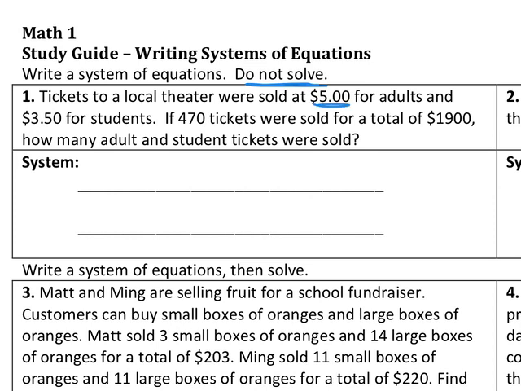Here's a piece right here. We've got $5 for adults and $3.50 for students. If 470 tickets were sold for a total of $1,900, how many adult and student tickets were sold? Alright, so we want to kind of come and say, let something be something. So let A equal adults, and let S equal student.